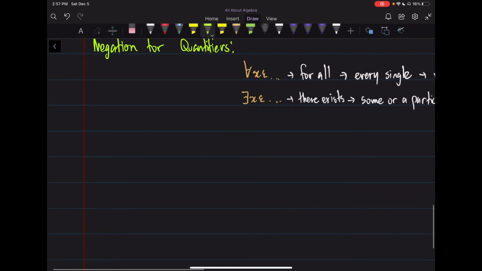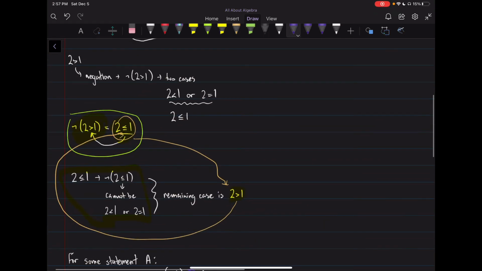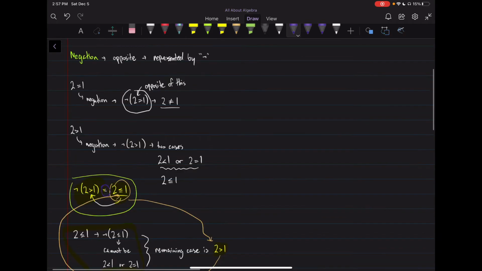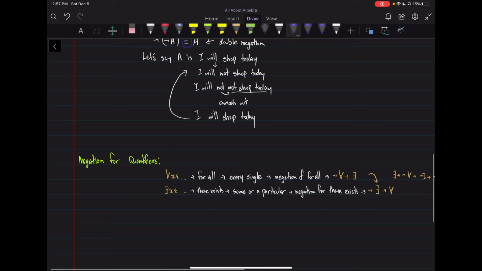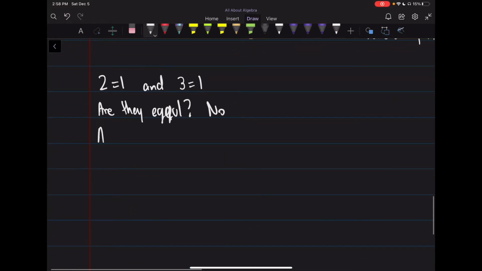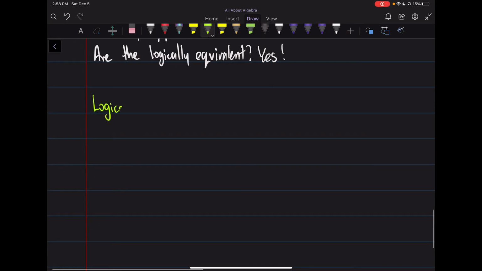Now, one thing I have not mentioned yet, and that is you cannot, although I have written it here, this is not proper notation. Saying equals between these statements is not proper notation, right? Because two statements technically aren't equal, right? For example, if I have say 2 is equal to 1 and 3 is equal to 1, are these statements equal? No, they're not. But are they logically equivalent? Yes, they are. And why are they logically equivalent? What is logical equivalence? So now we're going to move into that.